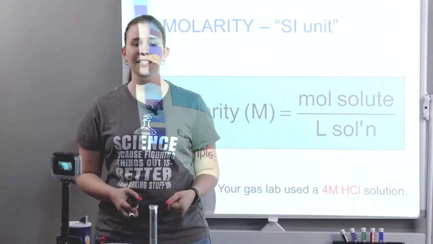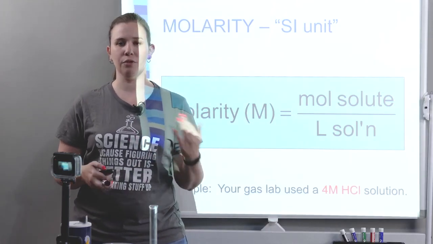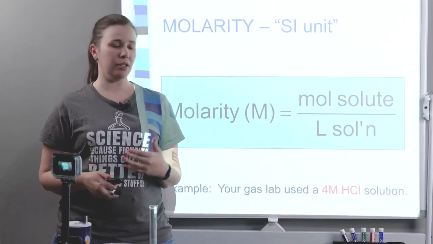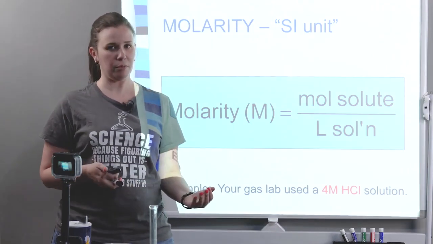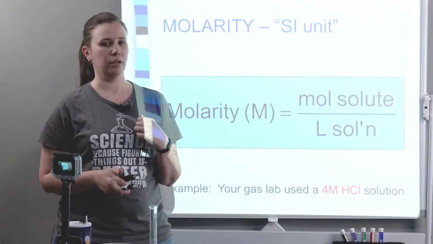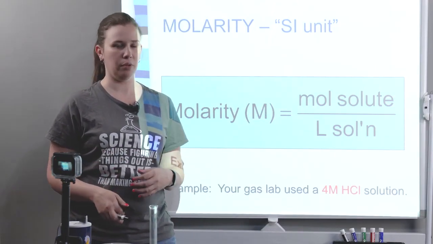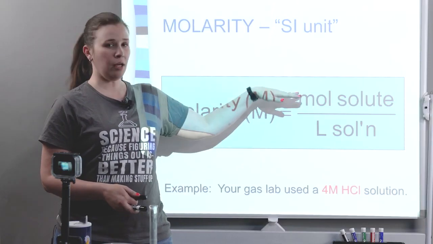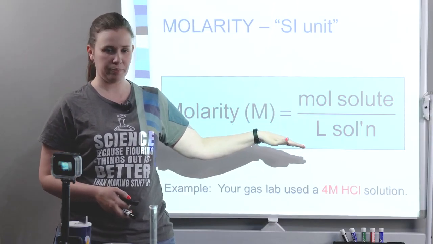Hey guys, let's dig into molarity now, the most important unit that we're going to learn for concentrations. So molarity has the R instead of the L. It does look similar to molality, but molarity has the R. The symbol is also a capital M as opposed to the lowercase m for molality. It still has moles on top, but now we're going to have liters of solution on the bottom.